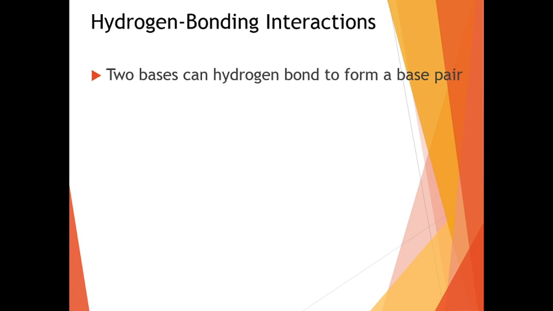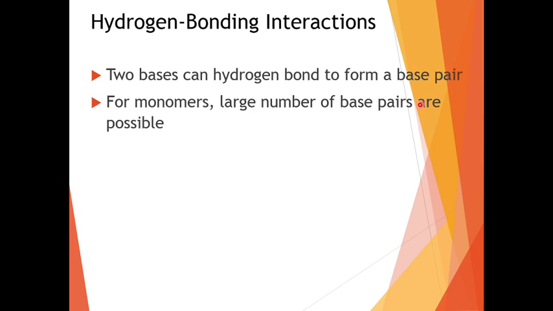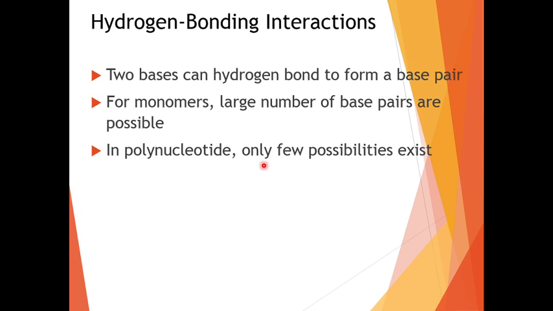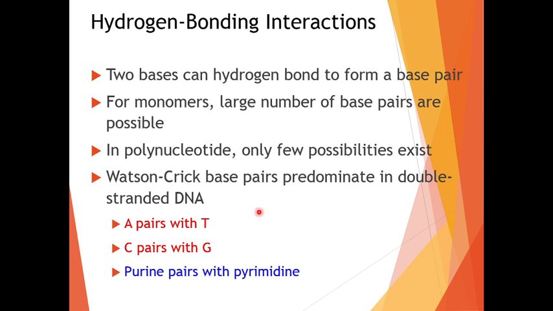Hydrogen bonding interactions exist between nucleotides. Specifically, two bases can hydrogen bond to form a base pair. For monomers, a large number of base pairs are possible. In polynucleotides, only a few possibilities exist. They're called Watson-Crick base pairs, and they predominate in double-stranded DNA. For example, A pairs with T and C pairs with G, hence AT, CG. Please remember this: purine pairs with pyrimidine.